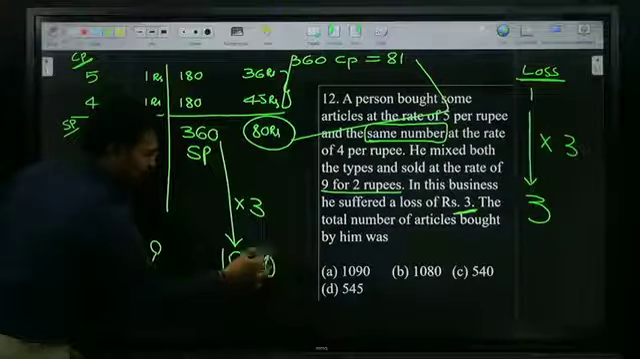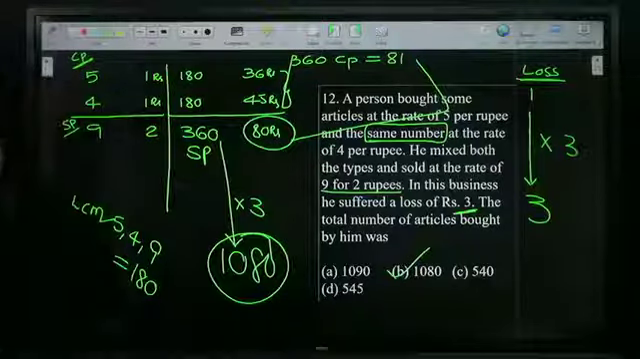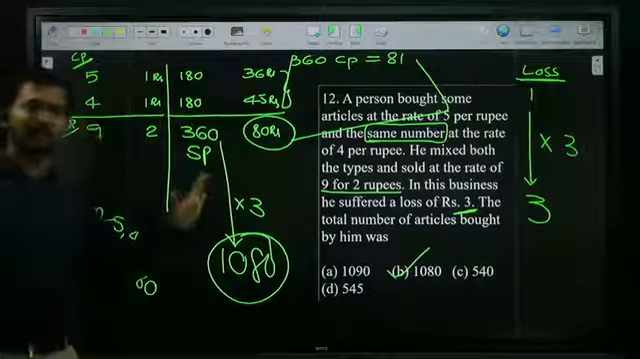Therefore, your answer is what, Amma? 1080. Your option is B. Option B is the right answer. So this model is very, very important, Amma.